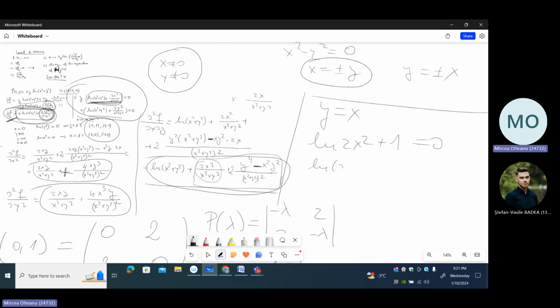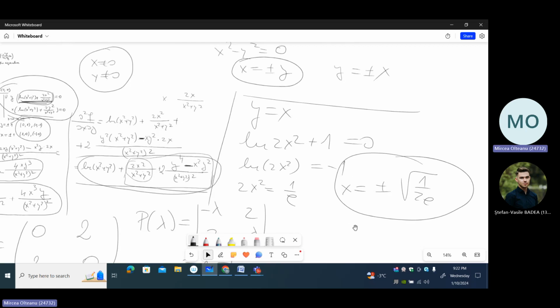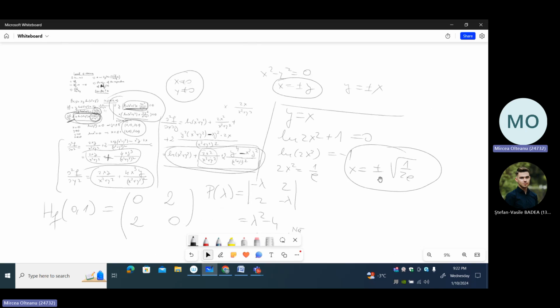That means logarithm of 2x squared equals minus 1. So 2x squared equals 1 over e. So we can obtain x equals plus and minus root of 1 over 2e. And now we must check that this expression vanishes here, which is not the case. If you now replace x and y both equal to 1 over root of 4e, here you don't get 0. Yes, so these are the only critical points.